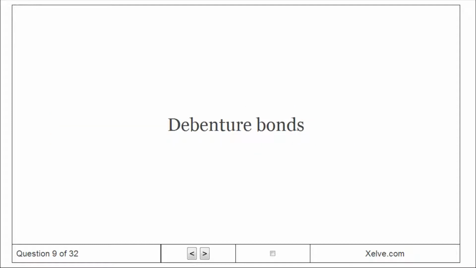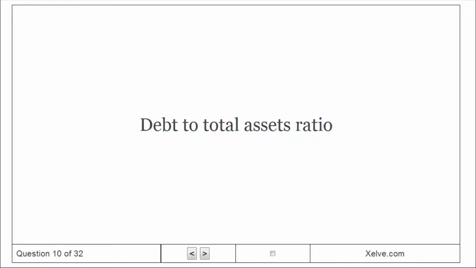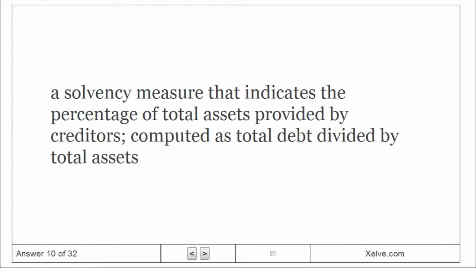Debenture bonds. Bonds issued against the general credit of the borrower, also called unsecured bonds. Debt to total assets ratio. A solvency measure that indicates the percentage of total assets provided by creditors, computed as total debt divided by total assets.